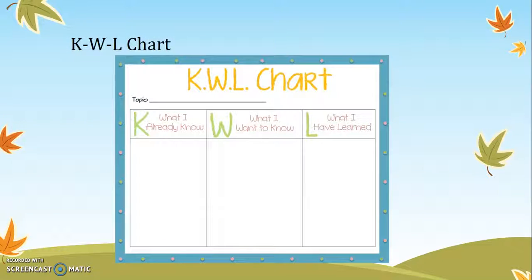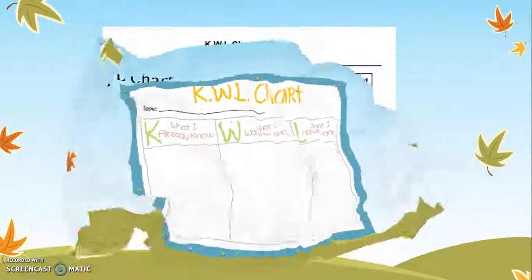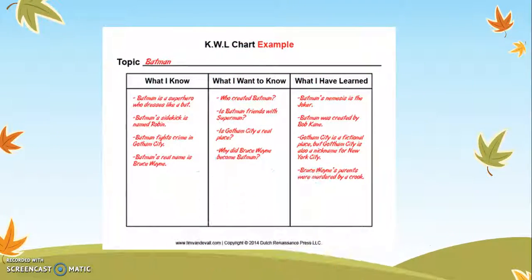So for the KWL chart, the K stands for what I already know, the W is what I want to know, and the L is what I have learned. They will put what they already know about it and what they want to know before they read or before the lesson.